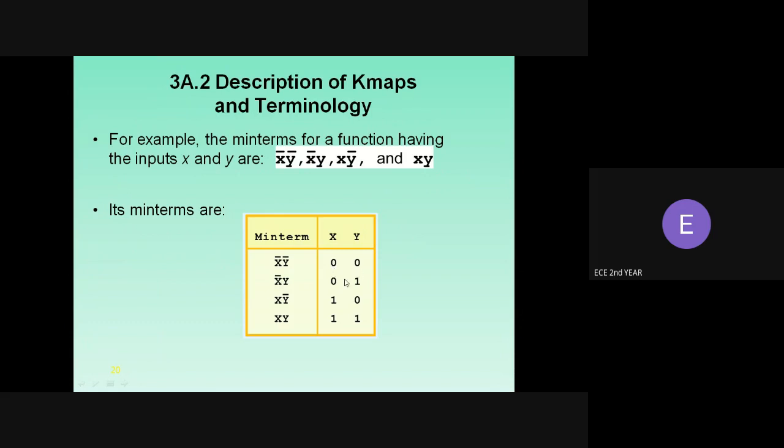See here 0 0, 0 1, 1 0, 1 1. So for 0 0 we can write the minterm as x bar y bar. For 0 1 we can write x bar y, for 1 0 we can write x y bar, and for 1 1 we can write xy. If the term is 0, we put the bar; if the term is 1, we write x. That is the thing.